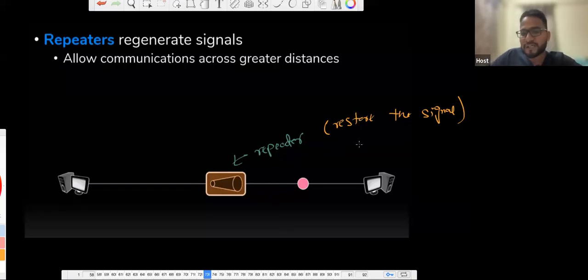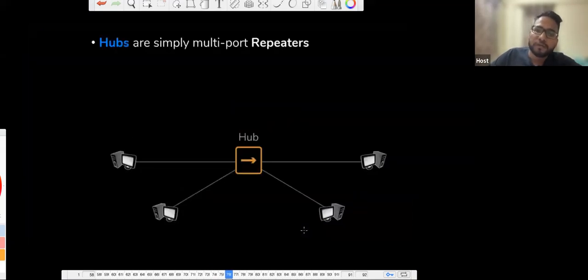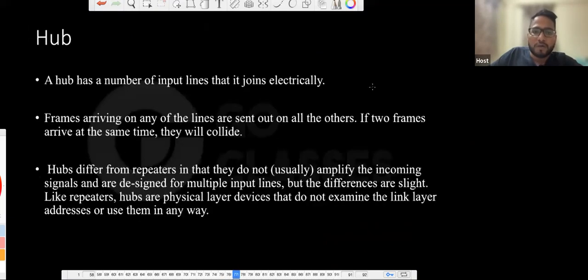So it's not a very strict definition that it has just 2 ports. It's just that a hub generally has more ports. So hubs are simply multi-port repeaters, which means that they simply have more ports than repeaters. That's the definition of a hub. Now let's see a few points about the hub.